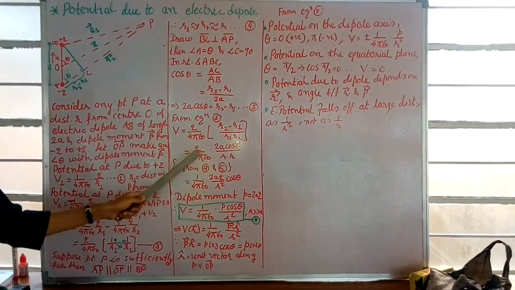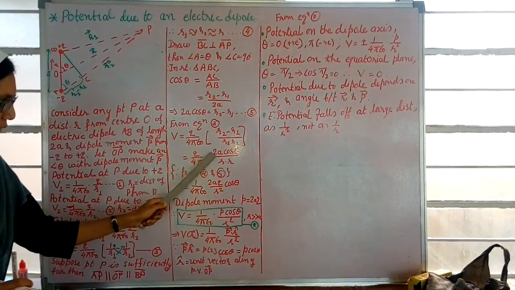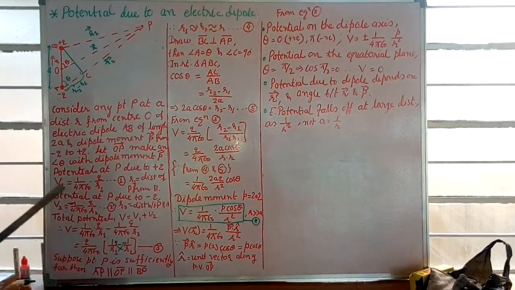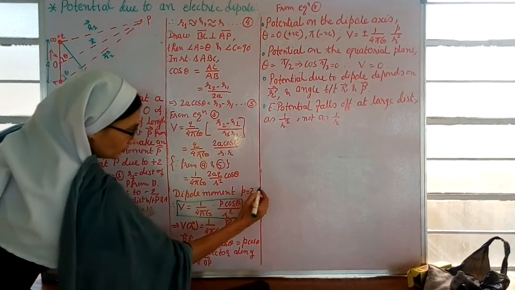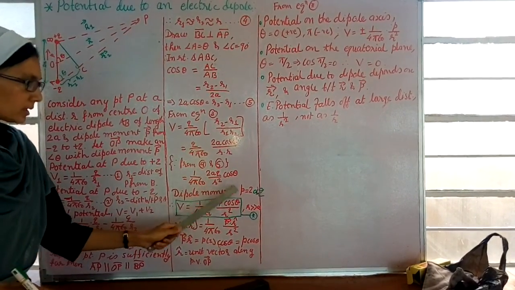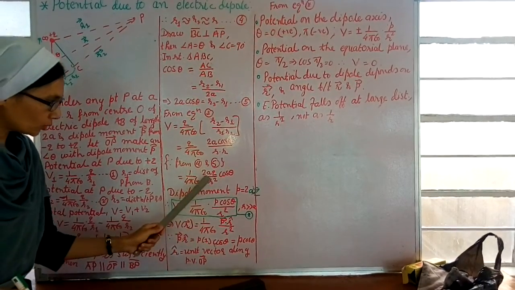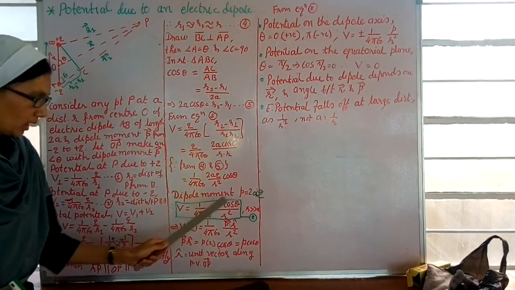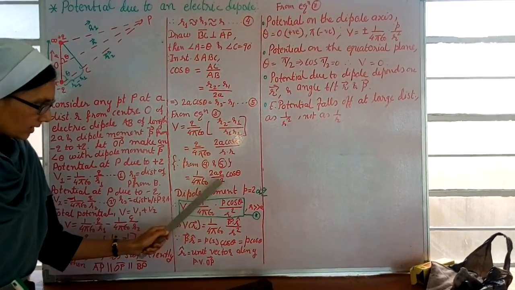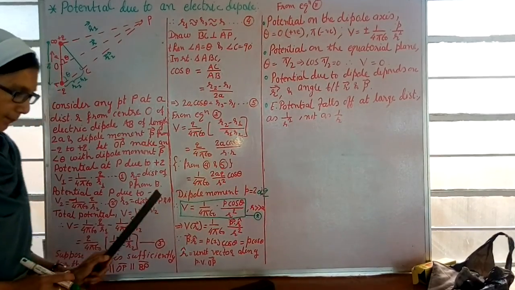So what you get here is 1 by 4 pi epsilon, and this 2aq I am writing together, times cos theta. Okay, this is a and this is q. Now we know that 2aq is nothing but the dipole moment. Dipole moment p is equal to 2aq. So I can write 1 by 4 pi epsilon times p cos theta by r square, and we have already considered that r is very much greater than a.